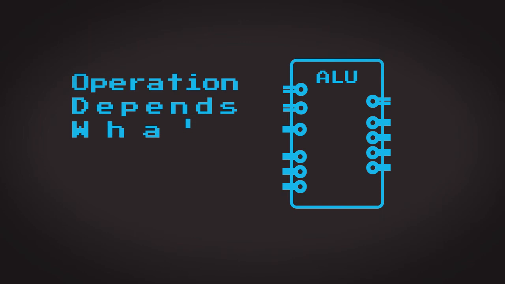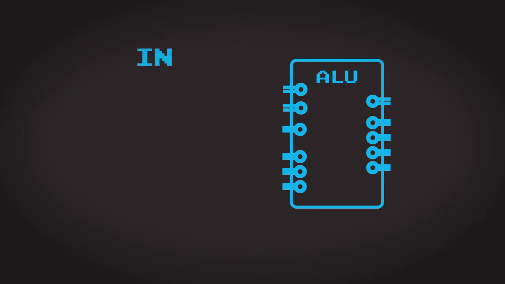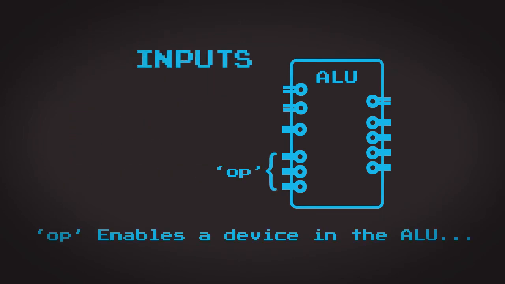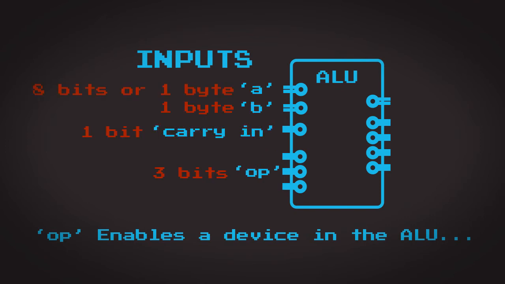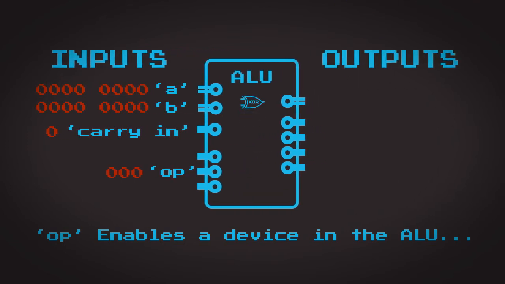Here's the diagram for the ALU. Inside are the devices I mentioned before. The operation to be performed depends on what device is enabled. A device is enabled by the OP control bit. The bytes A and B and the carry in bit will be the inputs. The devices inside the ALU will perform their respective operations, and the result will be pushed out to the output byte C and the carry out bit.